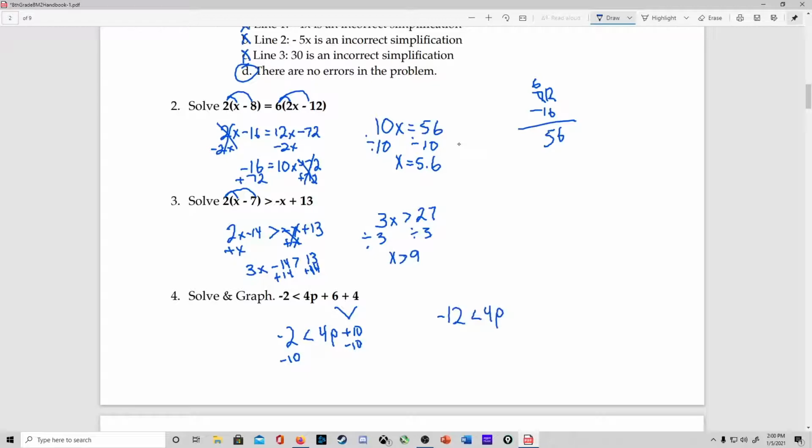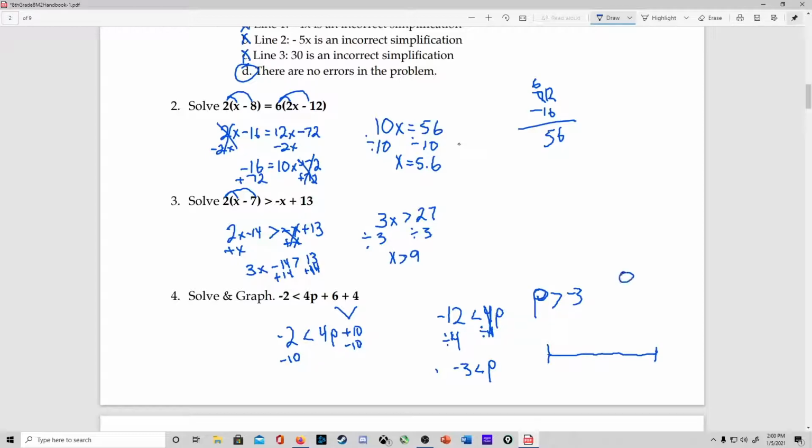This is really nice because I don't have to divide by a negative, so I don't have to flip the inequality. So divide by 4, and I'm going to see that this becomes 1, and I end up getting -3 is less than p. Now, I always like to say to put this in the letter first, so this should be p greater than -3. That's because when you go to graph it, this inequality symbol, if the variable is first, is going to tell you which way to point your graph.